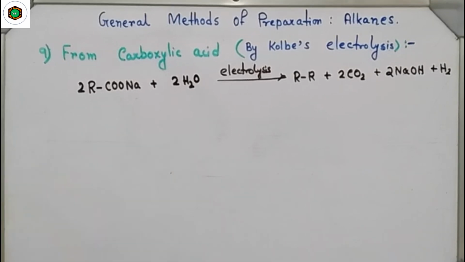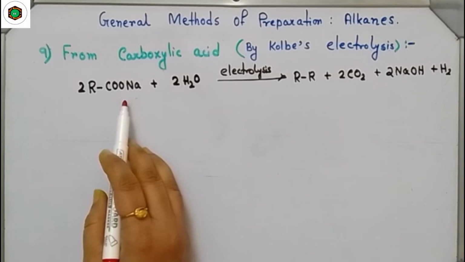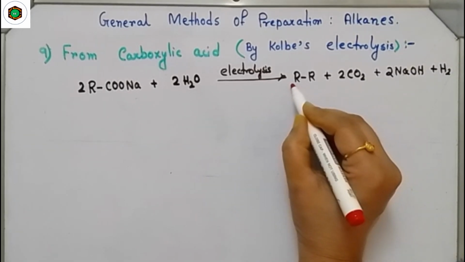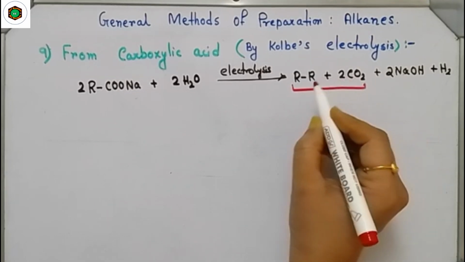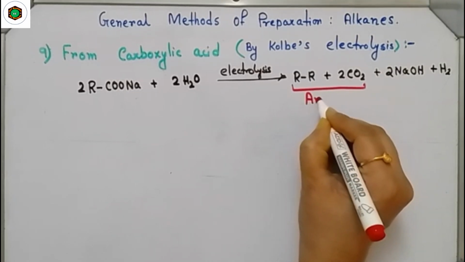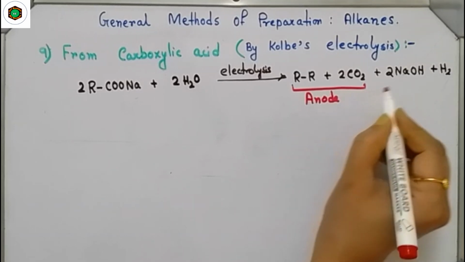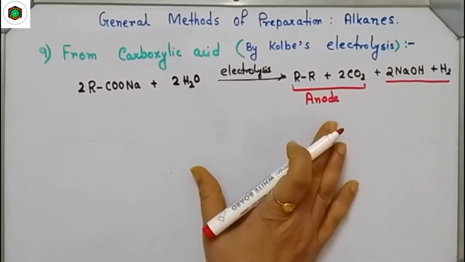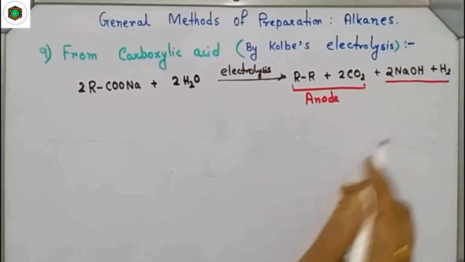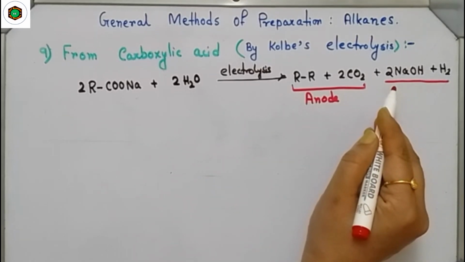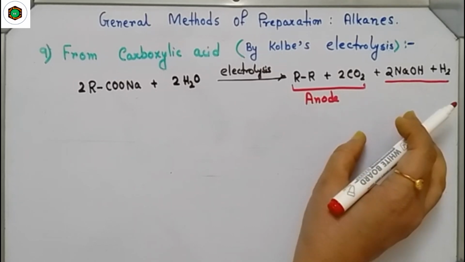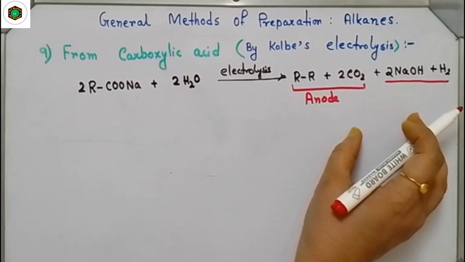Now see, this is sodium salt of carboxylic acid. Two molecules are involved in the reaction. So by electrolysis we will get alkane and carbon dioxide at anode, and at cathode we will get sodium hydroxide and hydrogen. So we can see that the concentration of sodium hydroxide in solution is increased with time. So pH of the solution is also increased.